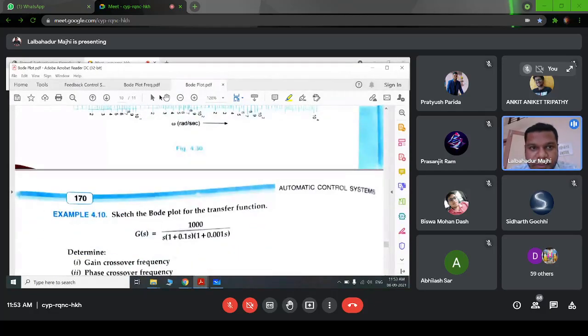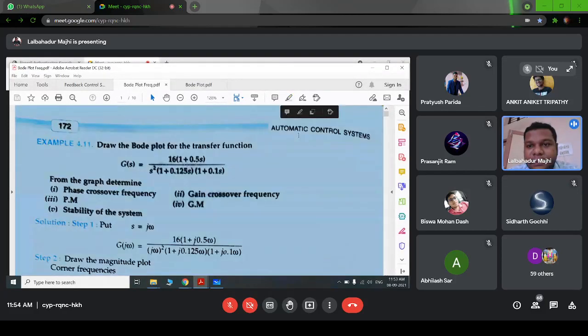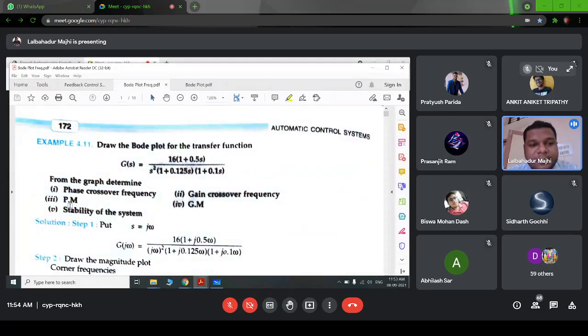Okay, let's go to this type 2 system with a zero. There is a zero, and we have 2 poles at the origin and 2 non-zero poles. So we have to determine the phase crossover frequency, the gain crossover frequency, the phase margin, the gain margin, and the stability of the system.